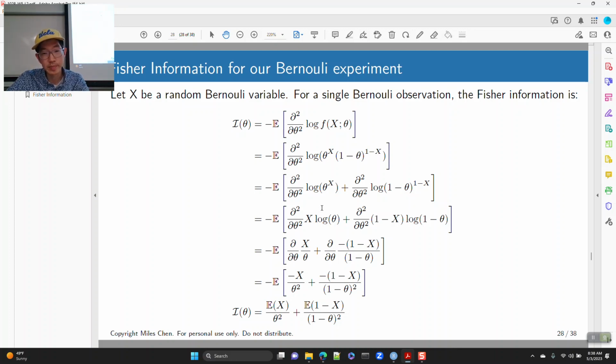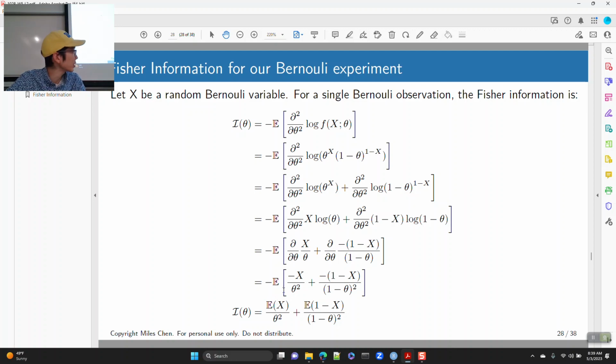So here I get x log theta plus 1 minus x log 1 minus theta, and then the first derivative is x over theta and so on, and the second derivative is going to be this: negative x over theta squared and negative 1 minus x over 1 minus theta squared. Okay, and then our Fisher information is the negative expectation of this random variable, right?